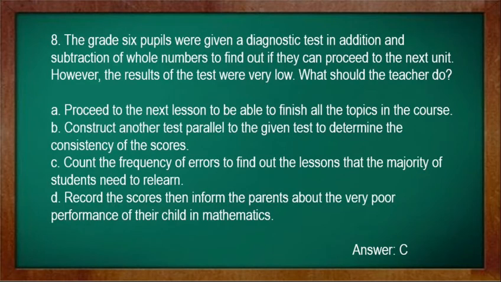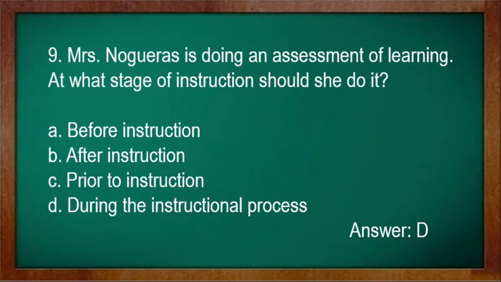Number 8. The grade 6 pupils were given a diagnostic test in addition and subtraction of whole numbers to find out if they can proceed to the next unit. However, the results of the test were very low. What should the teacher do? A. Proceed to the next lesson to be able to finish all the topics in the course. B. Construct another test parallel to the given test to determine the consistency of the scores. C. Count the frequency of errors to find out the lessons that the majority of students need to relearn. D. Record the scores, then inform the parents about the very poor performance of their child in mathematics. Answer: C.